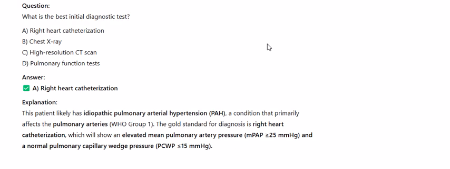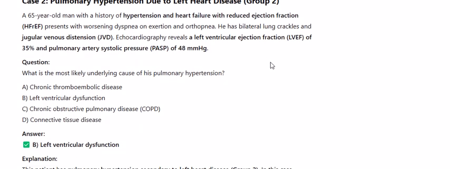Case 2, pulmonary hypertension due to left heart disease, Group 2. A 65-year-old man with a history of hypertension and heart failure with reduced ejection fraction, HFrEF, presents with worsening dyspnea on exertion and orthopnea. He has bilateral lung crackles and jugular venous distension, JVD. Echocardiography reveals a left ventricular ejection fraction, LVEF, of 35% and pulmonary artery systolic pressure, PASP, of 48 mmHg.